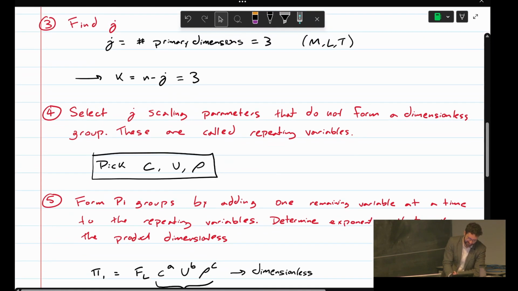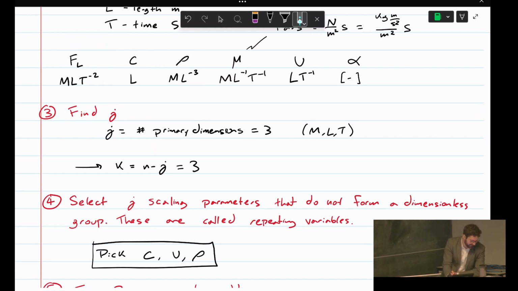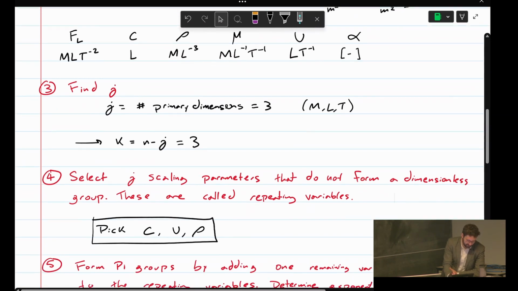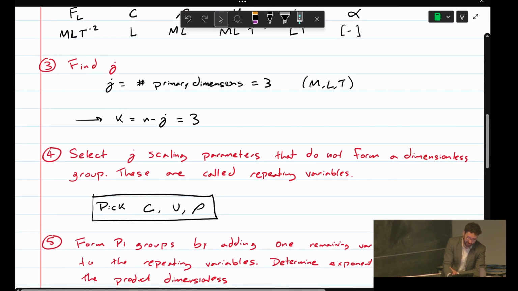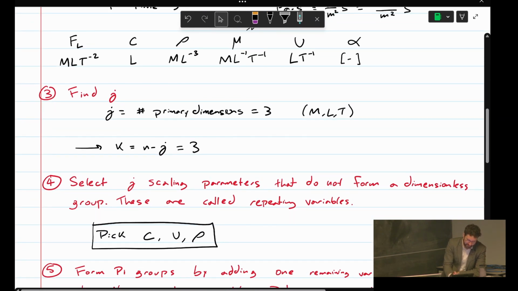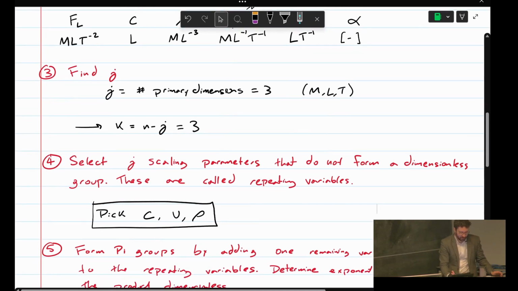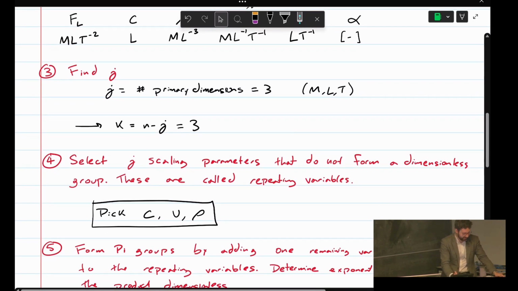Don't pick the quantity of interest as a repeating parameter. I didn't pick lift force as a repeating parameter here because we want to isolate that as one of our pi groups. Again, you have to contain all the primary dimensions in the problem. I picked these, so mass, length, and time are all represented. If I picked, say, U, C, and alpha, a terrible choice, I don't have mass anywhere in my repeating parameters list. So how can I form a dimensionless group? You can't, because you can't cancel the mass with anything.